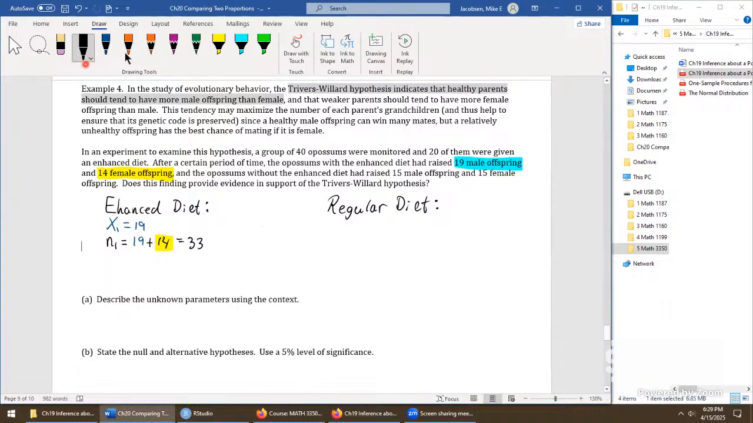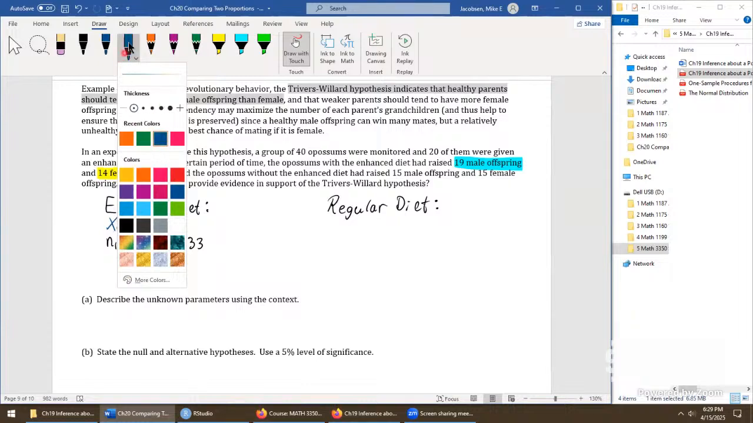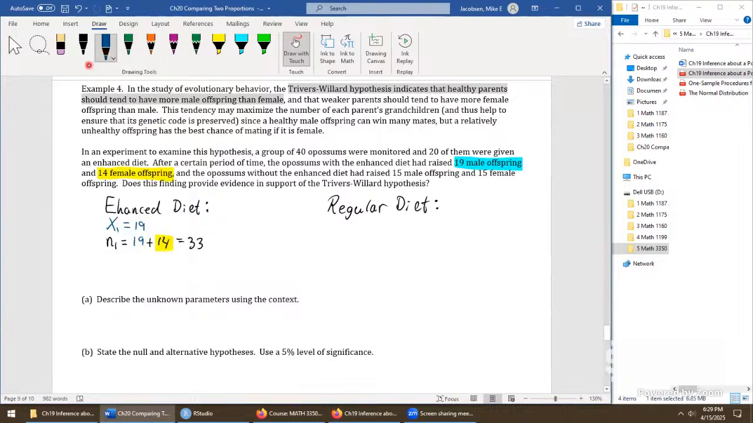Now we have to do it again over here, but it might not be a bad idea thinking about how we have to go through these data. Let's calculate p hat right here. So p hat 1 is going to be x1 divided by n1, which is then 19 divided by 33. So this is the breakdown of the first population with enhanced diet. We ended up with 33 opossum offspring. So the sample size we might have expected is not what is actually happening in this problem.